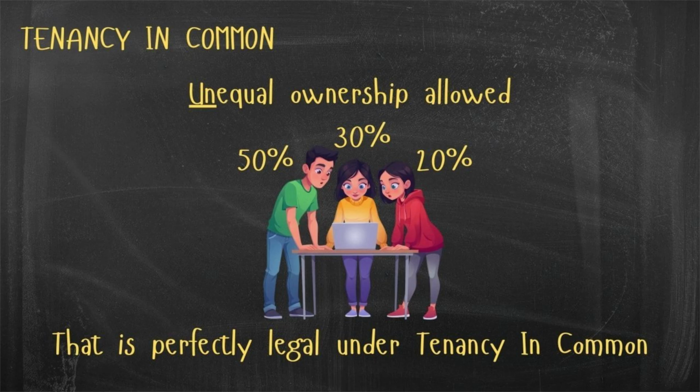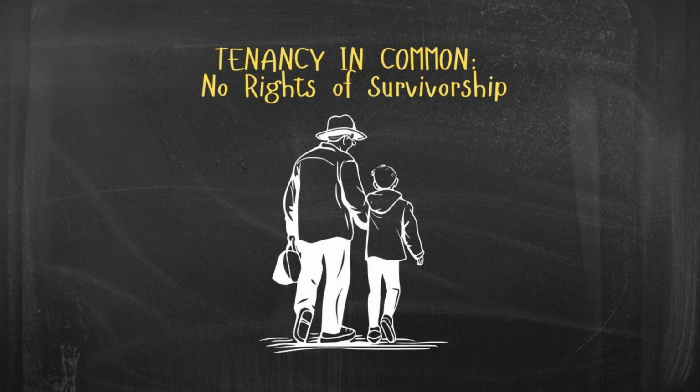For example, three investors buy a property. One invests 50%, one invests 30%, one invests 20%. The different percentages are perfectly legal under tenancy in common. Here is another interesting fact about tenancy in common. There are no rights of survivorship. This is extremely important under tenancy in common. This means if one owner dies, their share does not automatically go to the other owners. Instead, their share goes to their heirs.